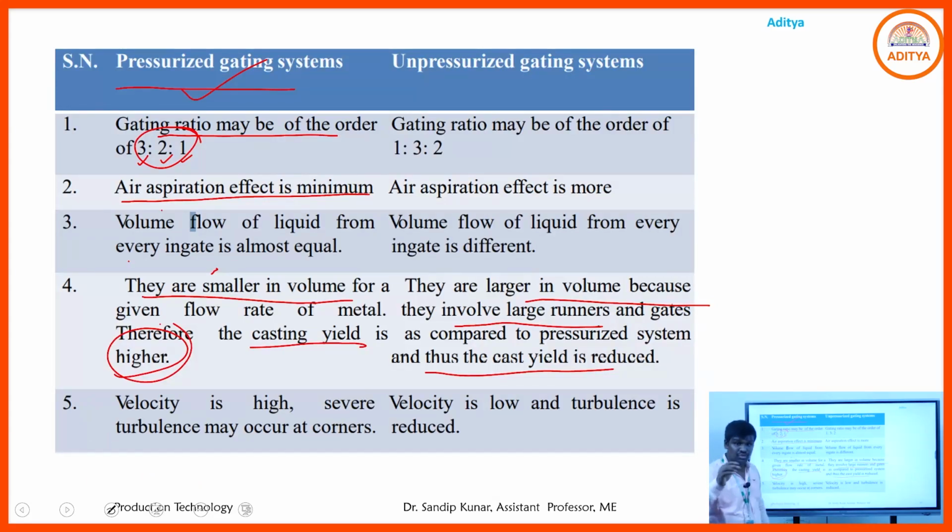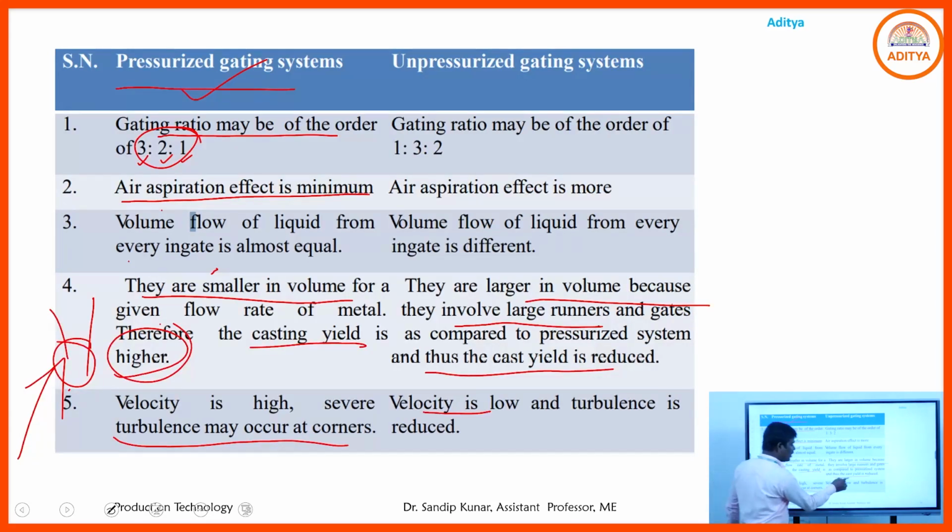Velocity is high due to the presence of the choke, meaning a smaller cross-sectional area will be present at that particular gate, at the sprue system. So due to the choked area, the velocity will be high, and sometimes turbulence will be awkward. And here velocity is low because no choked area is there, so turbulence is not created, meaning the effect of turbulence is reduced.